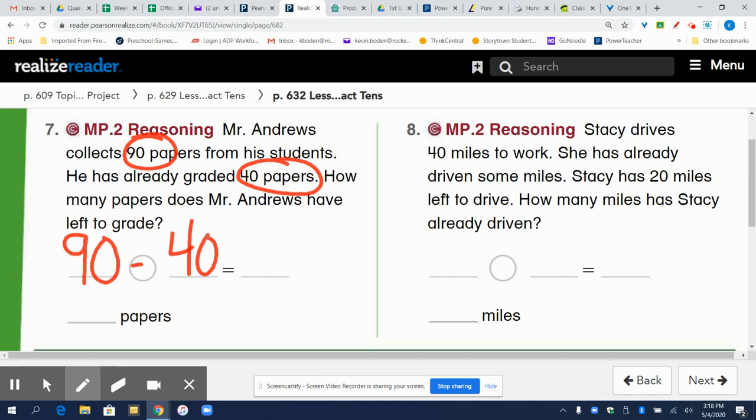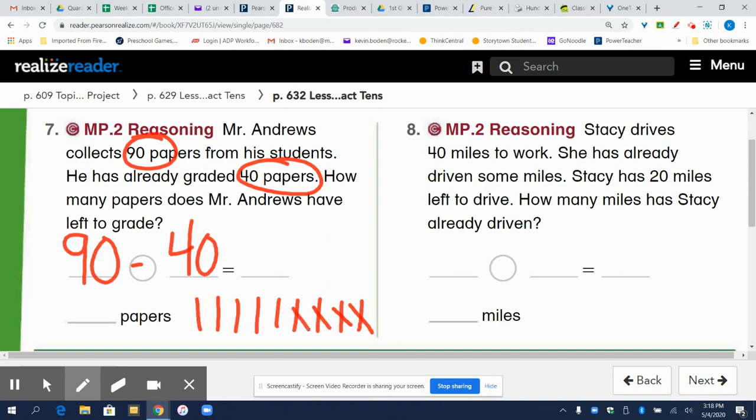There's a ton of ways we can do this. We can do mental math, number line, hundreds chart, or even draw a picture. So let's see. I'm going to draw a picture of it. 90, 10, 20, 30, 40, 50, 60, 70, 80, 90. Take away 40. 1, 2, 3, 4 tens went bye-bye.